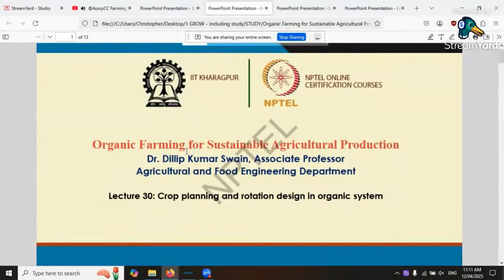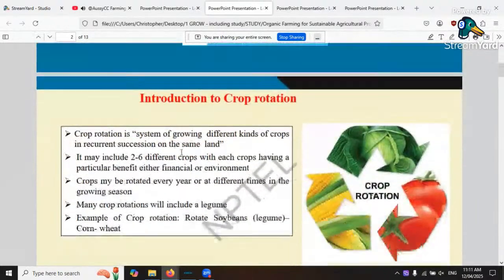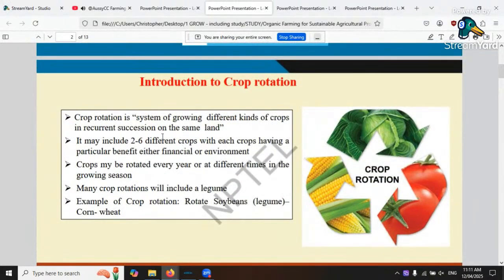All right, next bit. Crop planting and rotation. Introduction to crop rotation. Crop rotation is a system of growing different kinds of crops in recurrent succession on the same land. It might include 2 to 6 different crops at each time, having particular benefits, either financial or environmental. Crops may be rotated every year, or at different times. Many crop rotations will include your legumes because they're nitrogen fixing, like beans, which are legumes, so they're good to look to get into.